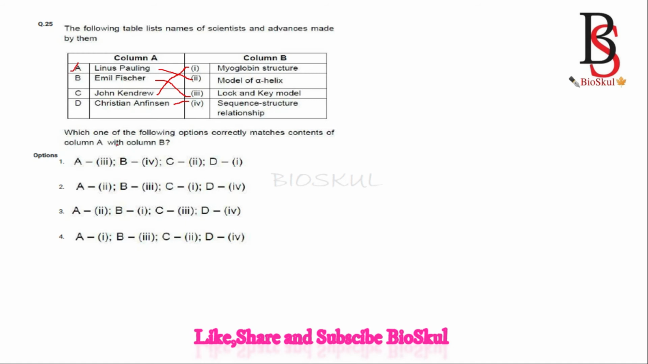relationship. Which one of the following options correctly matches the content of column A with column B? Okay, so the first is A is 2. So option 1 is wrong. Also option 4 is wrong. The correct answer may be option 2 or option 3.